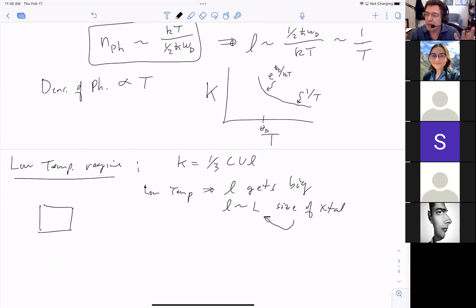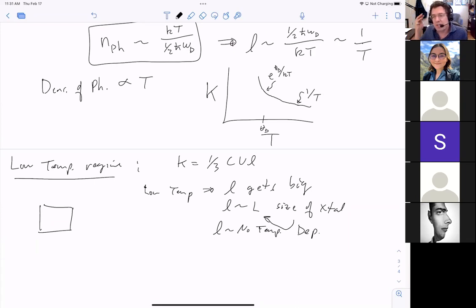That is the mean free path, because the phonon will move until it hits the edge of the crystal, then it will bounce, right? So the mean free path is the size of the crystal. So it'll be temperature independent. Then L has no temperature dependence. And so you see that at low temperature, the mean free path is no longer important. It no longer dominates the temperature dependence. It's just a constant. The velocity is also a constant.